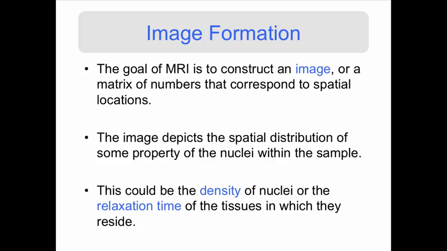Now the ultimate goal of fMRI is to construct an image, or a matrix of numbers that correspond to spatial locations. And so the image is going to depict the spatial distribution of some property of the nuclei within the sample. Now this could be the density of the nuclei, so how many hydrogen atoms are within a certain part of the brain, or the relaxation time of the tissue in which they reside.